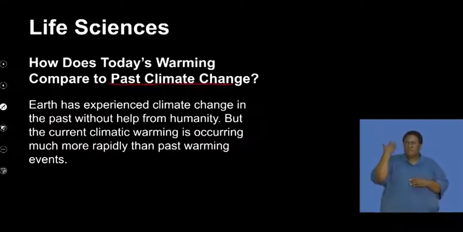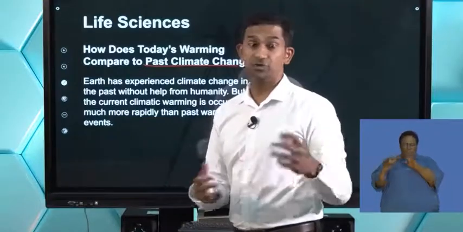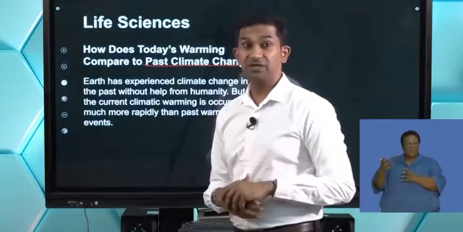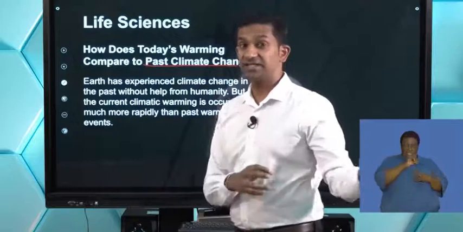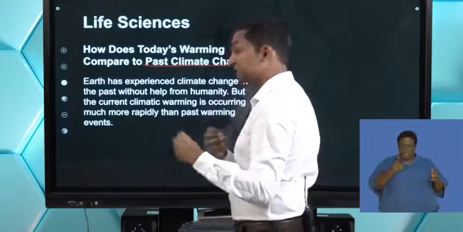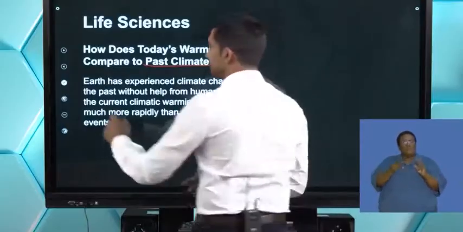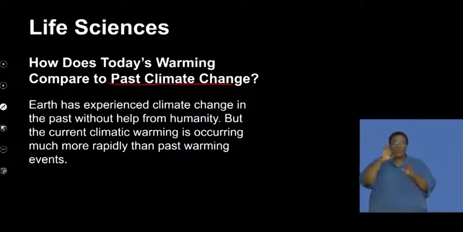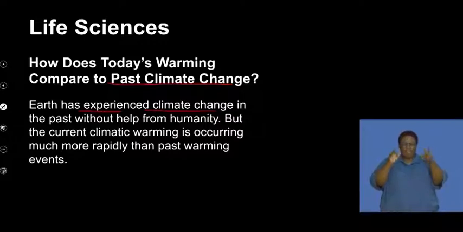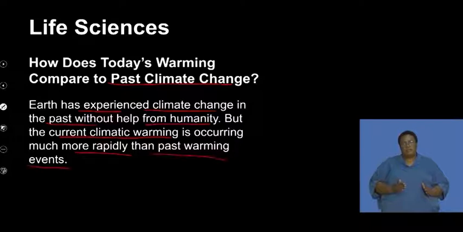So it's important for us to look at what the temperatures of Earth were, say, 50 years ago, and see where we are now. And that essentially will speak to the difference in the temperatures. So we know that the Earth has experienced climate change in the past without the help of human activity. But the current climatic warming is occurring most rapidly, and that's essentially because of human activity.